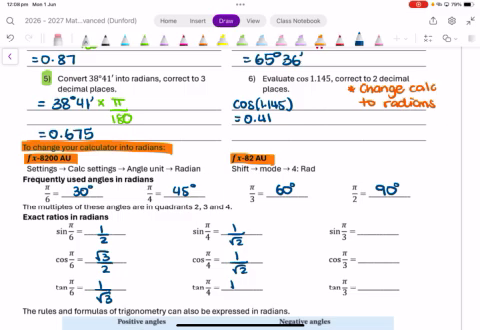Finally, our sine pi on 3 is the same as sine 60 degrees, which is equal to root 3 on 2. Our cos pi on 3 is equal to our cos 60 degrees, which is equal to a half. And our tan pi on 3 is equal to our tan 60 degrees, which is equal to root 3.